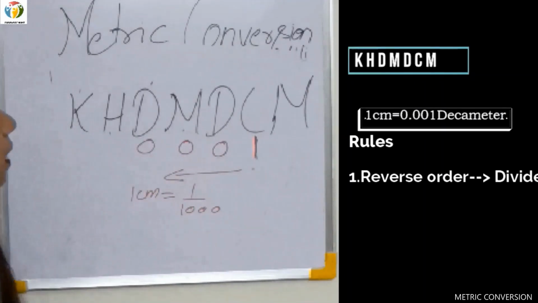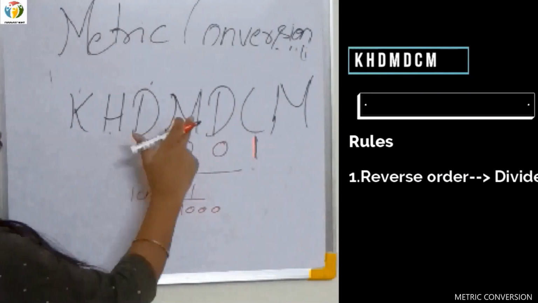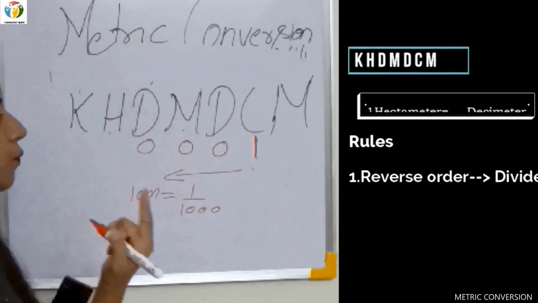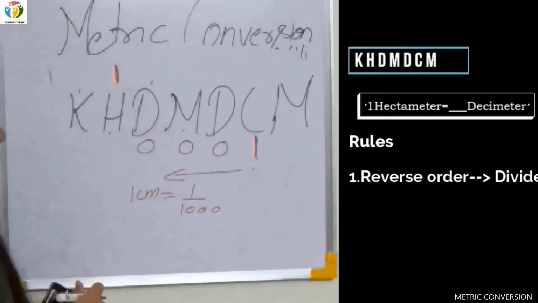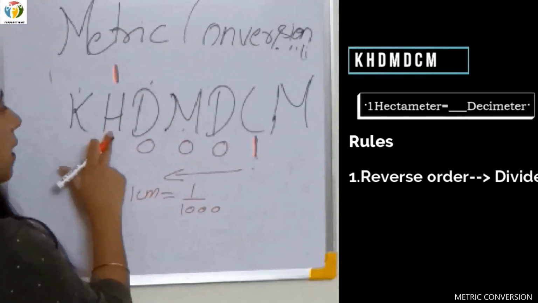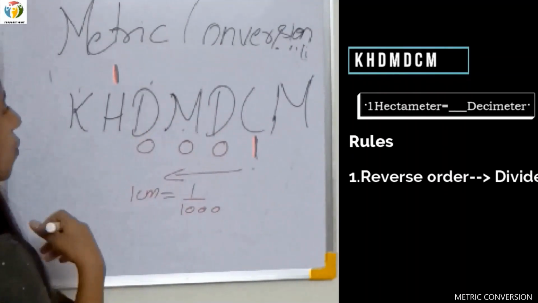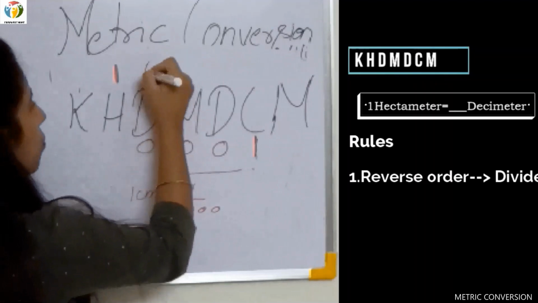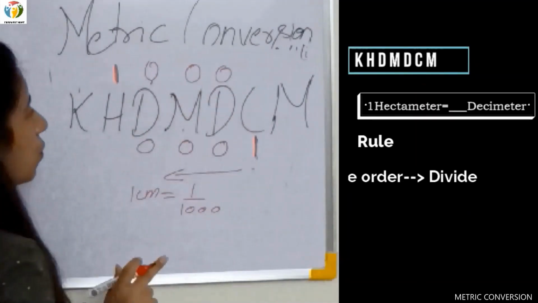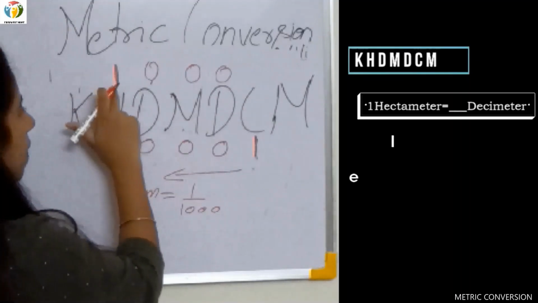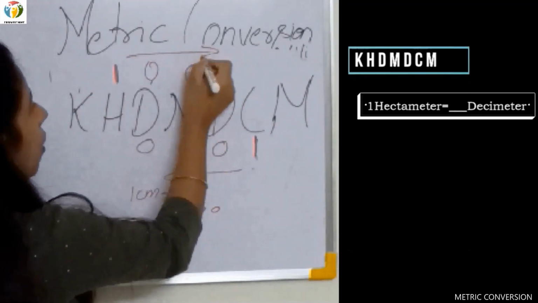Likewise, if someone asks me to convert hectometer to decimeter, the first basic rule was to put 1 just below that unit. Again I am going to put 0 till I reach the unit to which I need to convert. So this is 1000, but right now this is in the forward order.